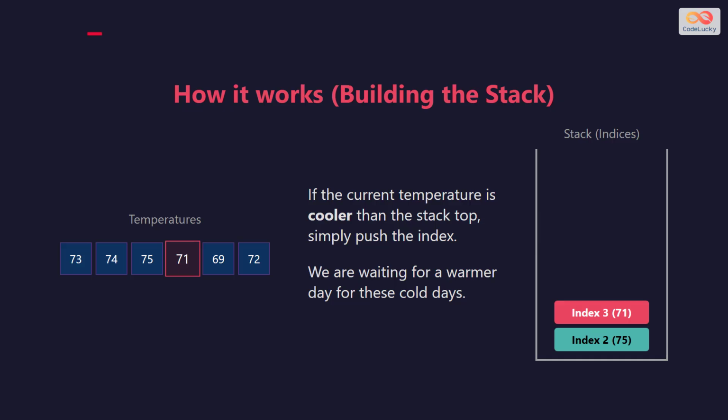Let's visualize how this works. We iterate through the array. If the current day's temperature is cooler than the temperature at the top of our stack, we simply push the current day's index onto the stack. We do this because we haven't found a warmer day for it yet.